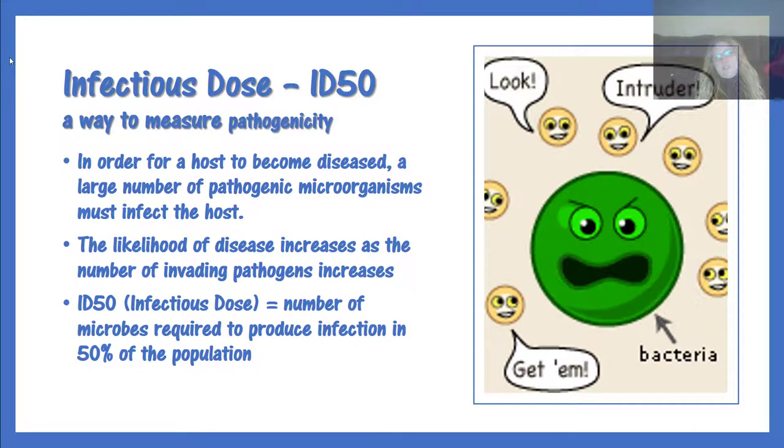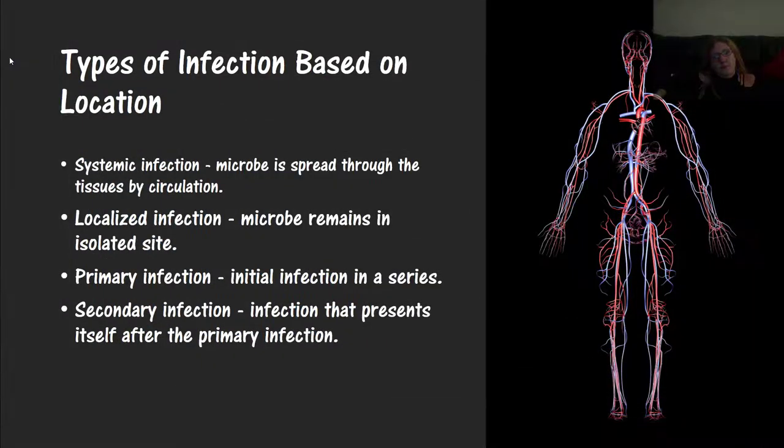And a way to look at pathogenicity would be to look at what's called infectious dose, or ID50. In order for a host to become diseased, a large number of pathogenic microorganisms must invade or infect the host. So depending on how many microbes are needed, this is going to look at how pathogenic that particular pathogen is. We also have some terminology of different types of infection based on where they're located in the body or how they're localized. With a systemic infection, we have microbes that are spread throughout the body using the circulatory system, versus a localized infection, which is going to remain in one area or an isolated site.